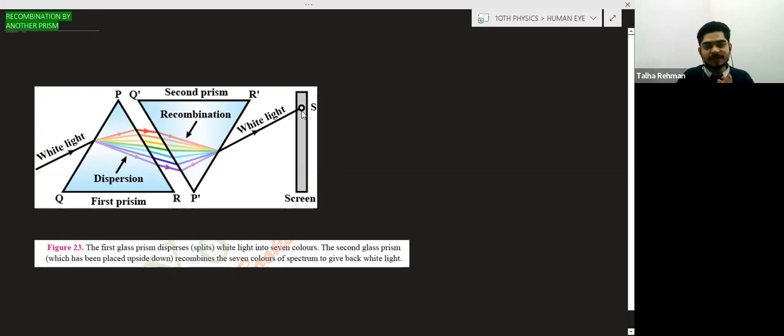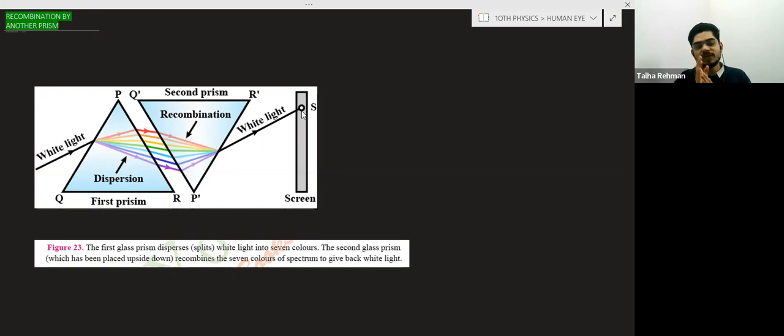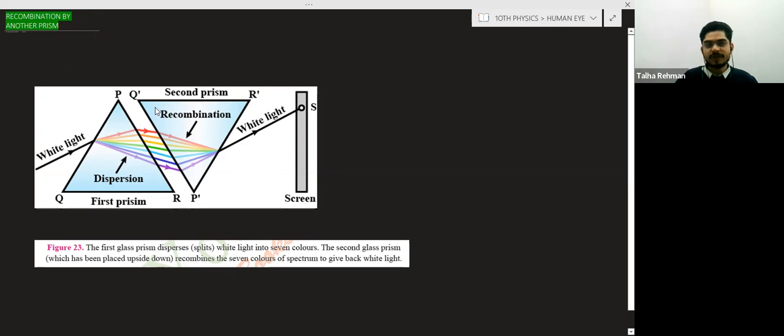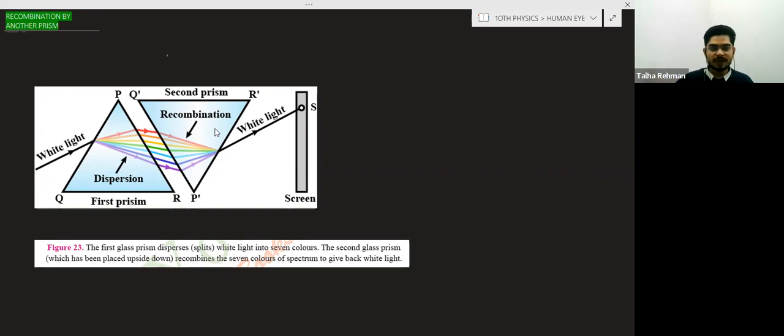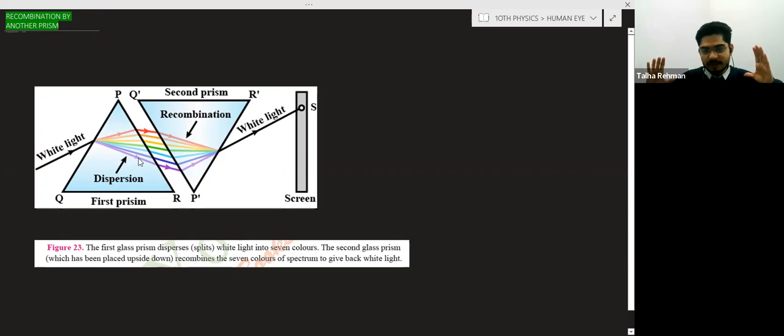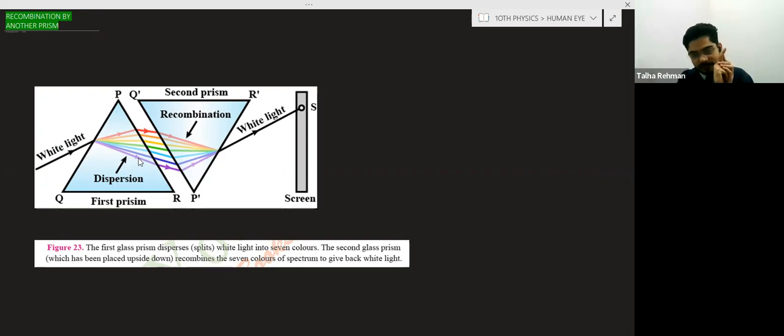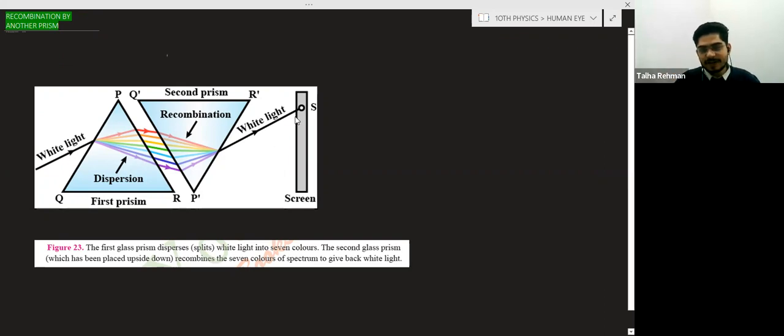And if someone is asking why there is a recombination, what will you say? There is an equal and opposite type of refraction when you are placing a prism in this condition. Okay, and basically this is also done by Newton. If the white light is made up of 7 colors, if you just mix those 7 colors, again there will be a white light. If you just combine those 7 colors, you will get again a white light.